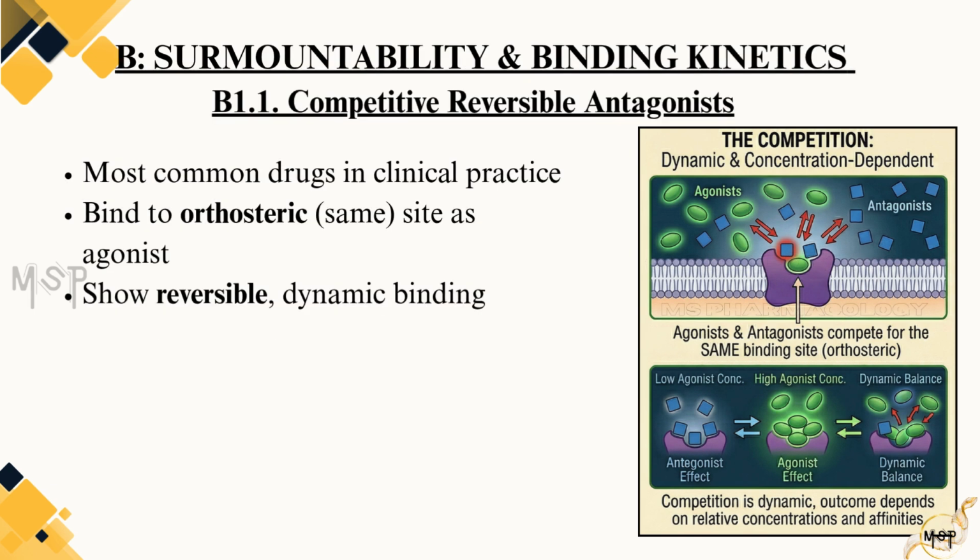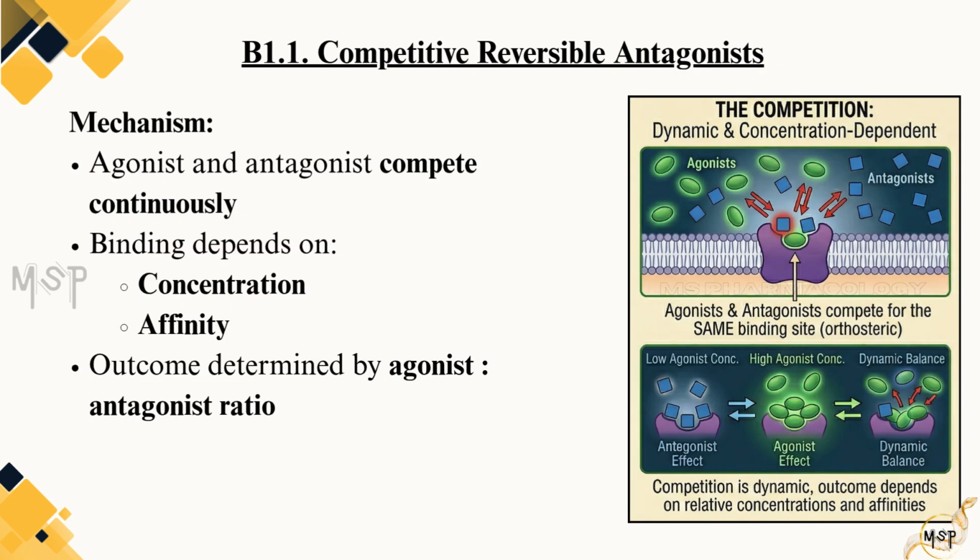Now let's classify by how antagonists bind, specifically whether their blockade can be overcome. Here come competitive, reversible antagonists. These are the most common drugs in clinical practice. They compete with agonists for the same binding site, the orthosteric site. The competition is dynamic and concentration dependent.